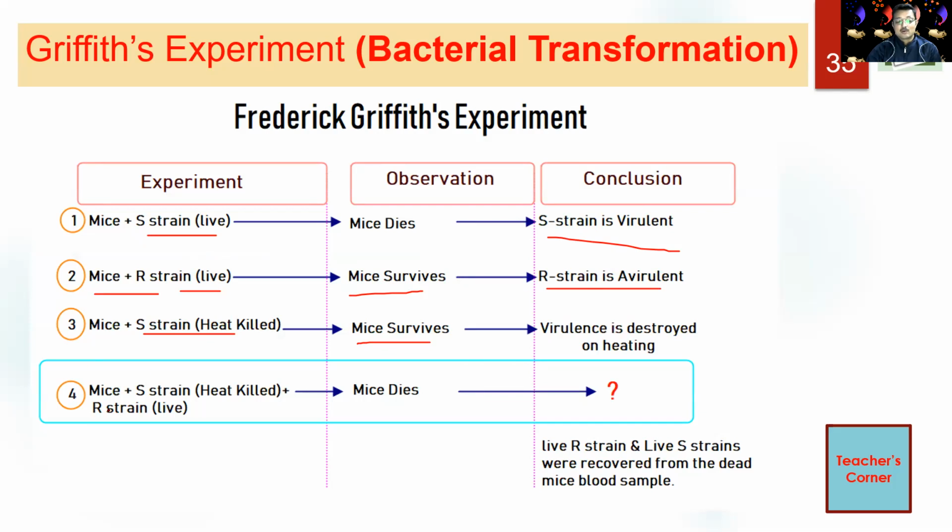Now, the most important aspect. When mice was injected with S strain heat killed and R strain live, mice dies. So what conclusion do you draw out of it? The conclusion is live R strain and live S strain were recovered from the dead mice sample. So something was there which made the R strain transform into S strain. It was done somehow.